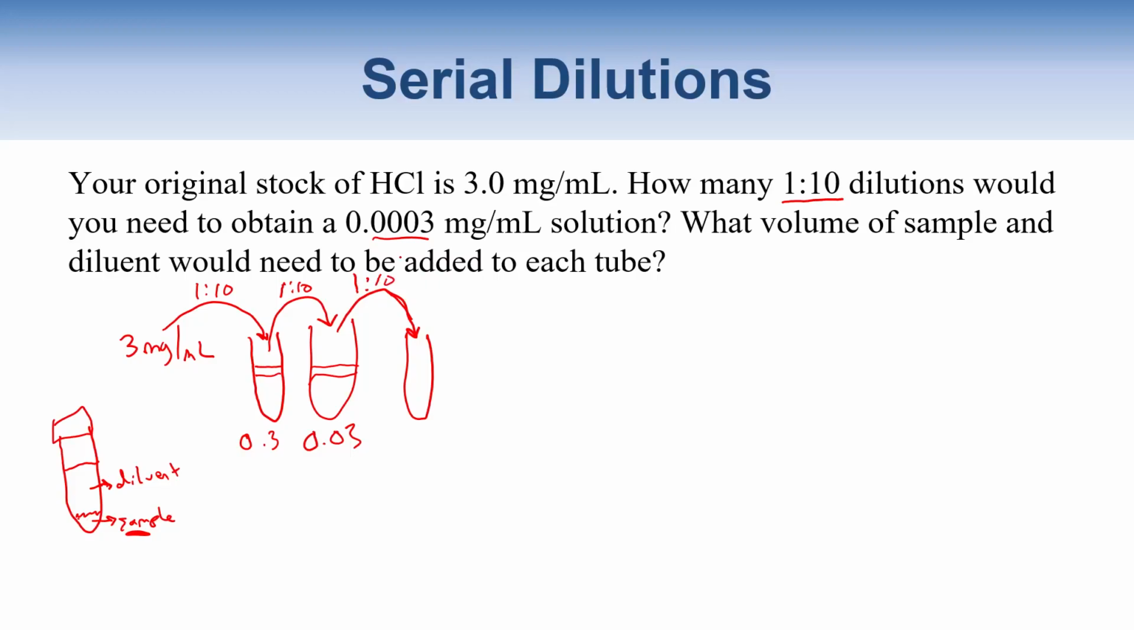So 1 in 10, we have a 0.003, and we'll do one more to get to our 0.0003. So we talked about what volume of sample and diluent would be needed. How many serial dilutions would we need? Well, we needed 4. 4 1 to 10 serial dilutions to get to where we need to be.